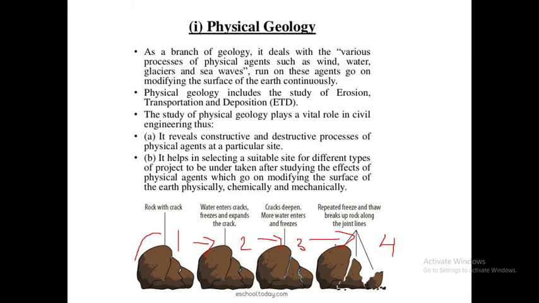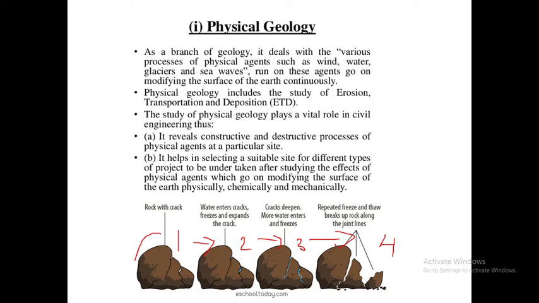So what are constructive and destructive agents? They are nothing but the various processes that occur inside and outside. Physically, when we say something, it only describes the physical feature or the physical shape. It helps in selecting a suitable site for different types of projects. That is how it is useful in civil engineering, to select a site or to select various materials or phenomena, physically, chemically and mechanically. All these things come under physical geology.